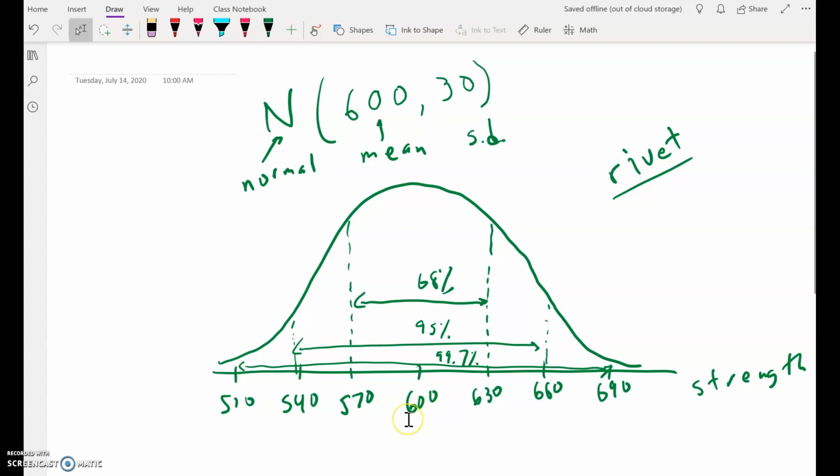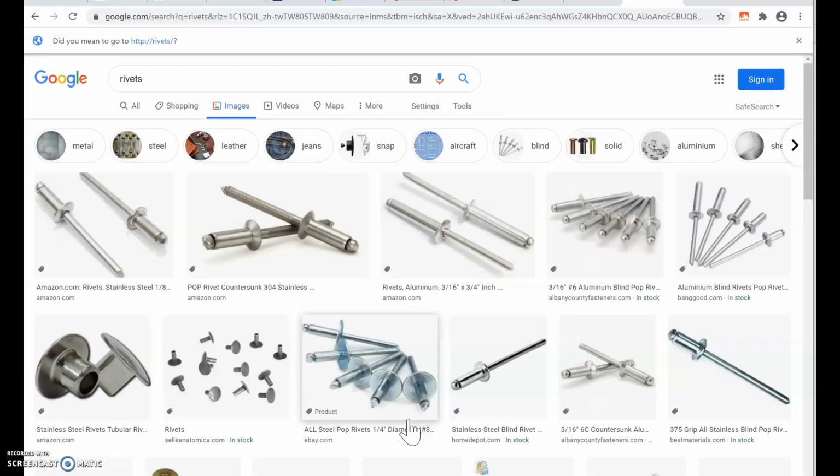However, it is nice to visualize this a little bit more, so I did a quick Google search. These are rivets right here. They're kind of like bolts. They're used a lot in industry, for example to connect pieces of metal together in airplanes. I think concrete also. So that's what a rivet is, and the shear strength is how strong the rivet is.